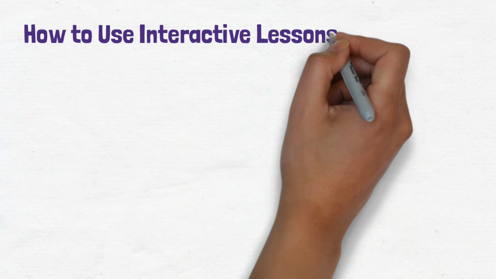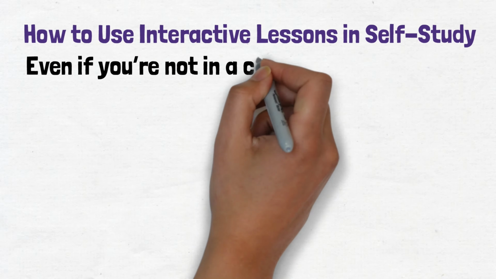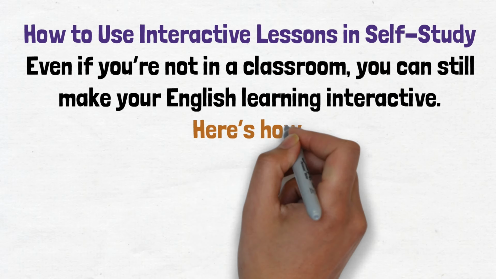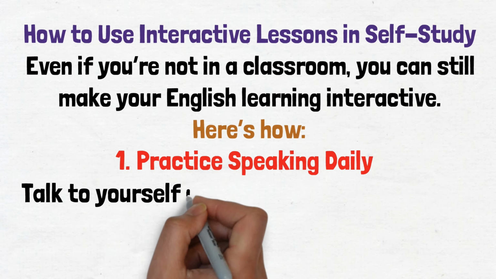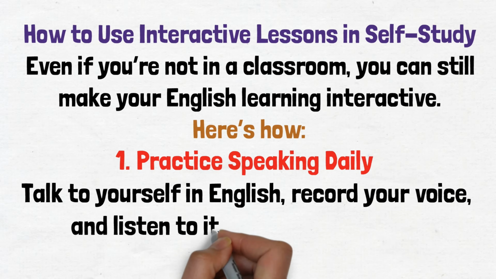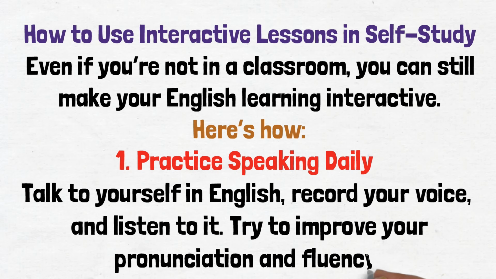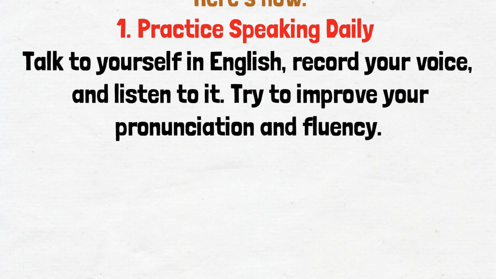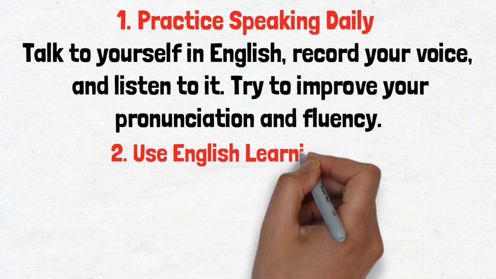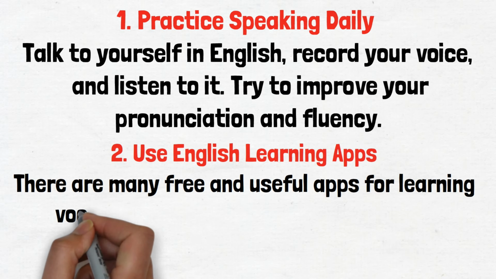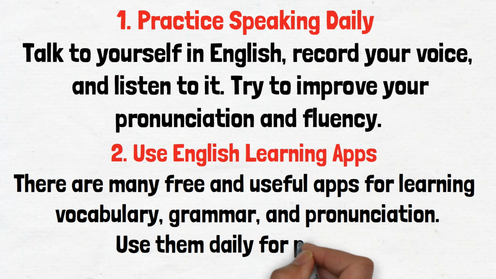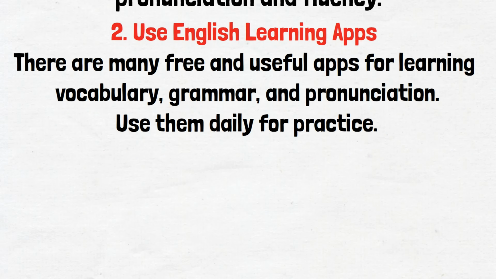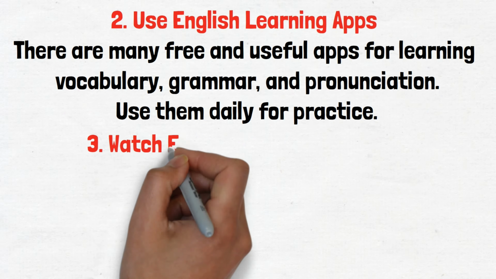How to use interactive lessons in self-study. Even if you're not in a classroom, you can still make your English learning interactive. Here's how. 1. Practice speaking daily. Talk to yourself in English, record your voice, and listen to it. Try to improve your pronunciation and fluency. 2. Use English learning apps. There are many free and useful apps for learning vocabulary, grammar, and pronunciation. Use them daily for practice.